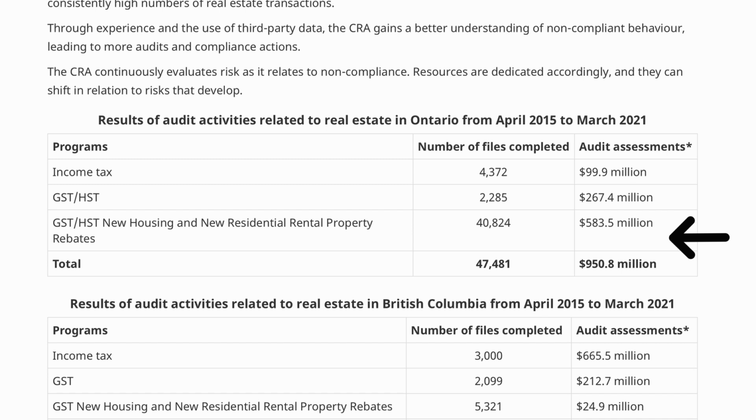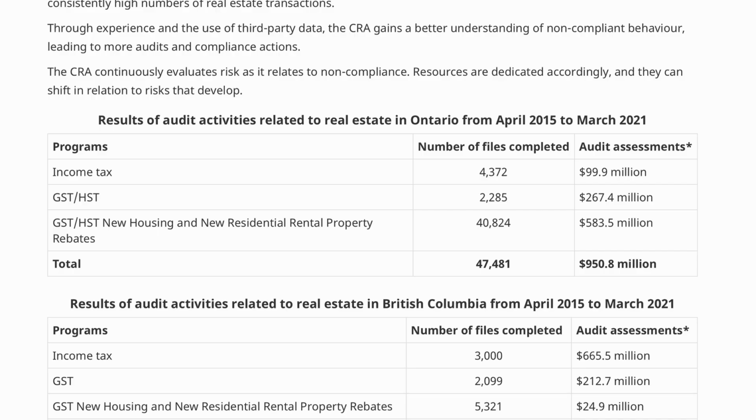That number, 584 million, is only in Ontario, and they've conducted just under 41,000 cases on HST housing and new residential rental rebate. We're going into depth on how we can prevent it and make sure that you have the tools to equip you to get ahead of CRA's audit.